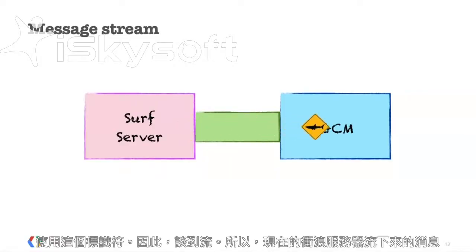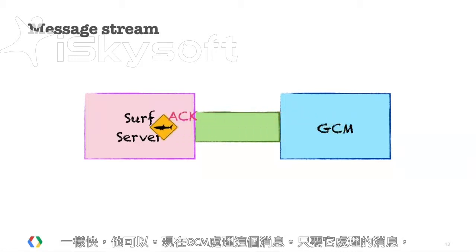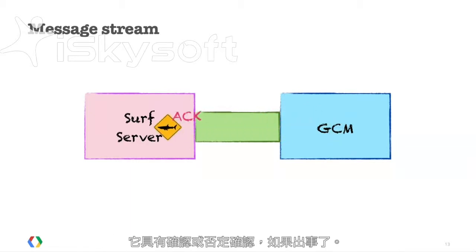So I was talking about streaming. Now the surf server is streaming down messages as fast as you can, and GCM processes these messages. As soon as it processes a message, it replies with an acknowledgement, or with a negative acknowledgement if something went wrong.